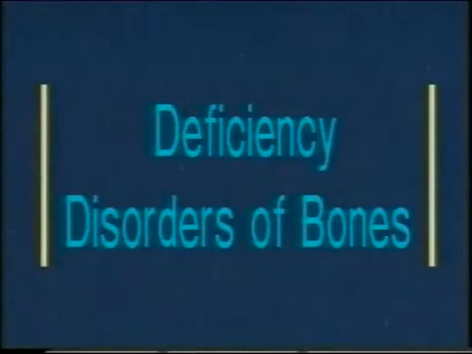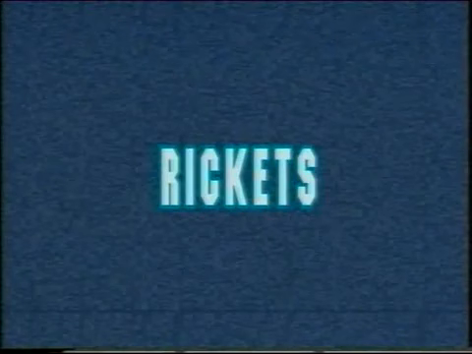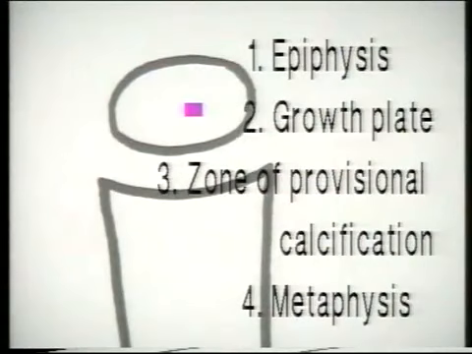Now we will come to deficiency disorders of the bones. Rickets. First, let us study the normal anatomy of the growing end of a long bone. The oval structure at the end is epiphysis or the growing center. It is separated from the main bone by a radiolucent gap which represents the growth plate. The edge of the metaphysis shows a white line of calcification termed as the zone of provisional calcification, and the portion of the bone beneath it is the metaphysis.